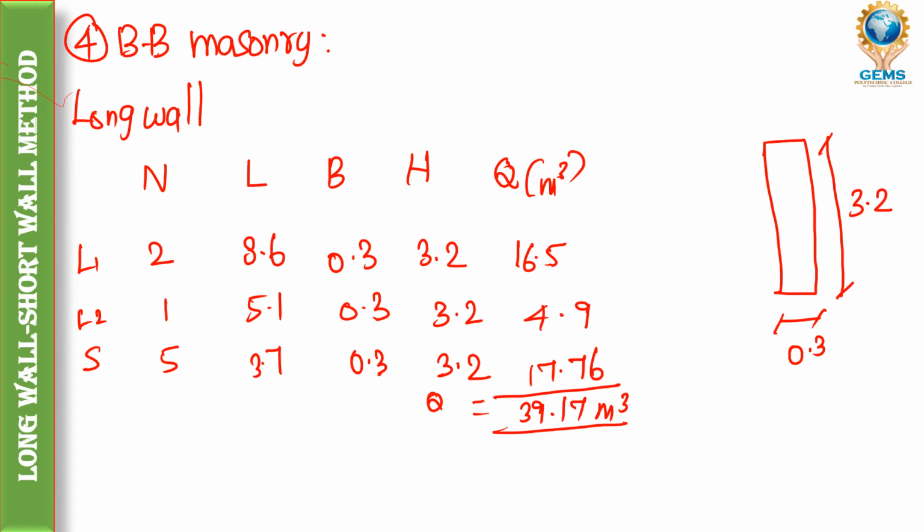So for BB masonry, we need to deduct door. First we need to deduct for openings. Okay, so this is the new concept, deduction for opening. So what are the things we need to deduct? We need to deduct for door, window, and window one. Okay, so three things we need to deduct. For lintel also we need to deduct. Okay, we will see in the next slide.